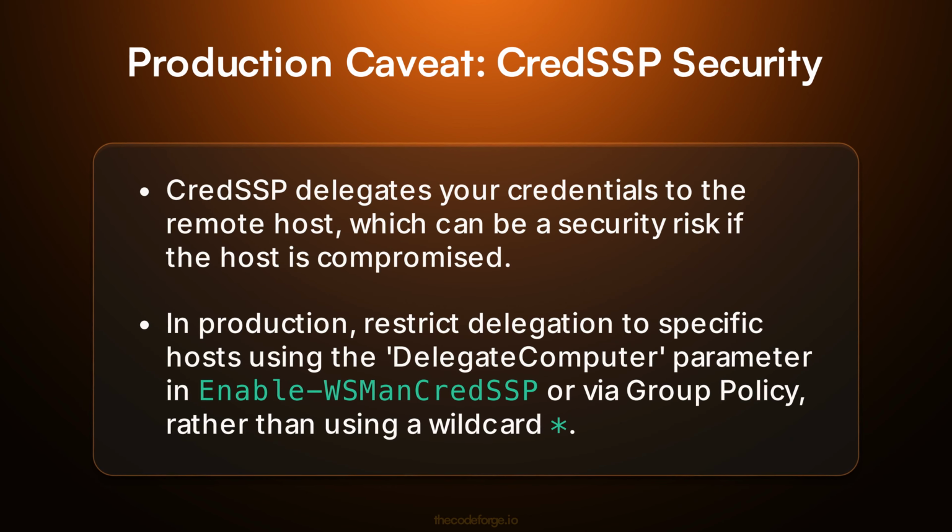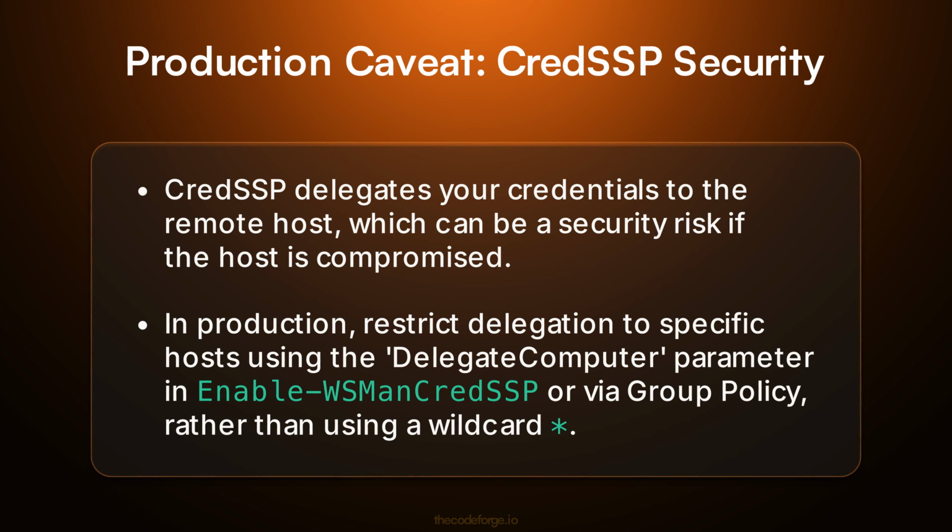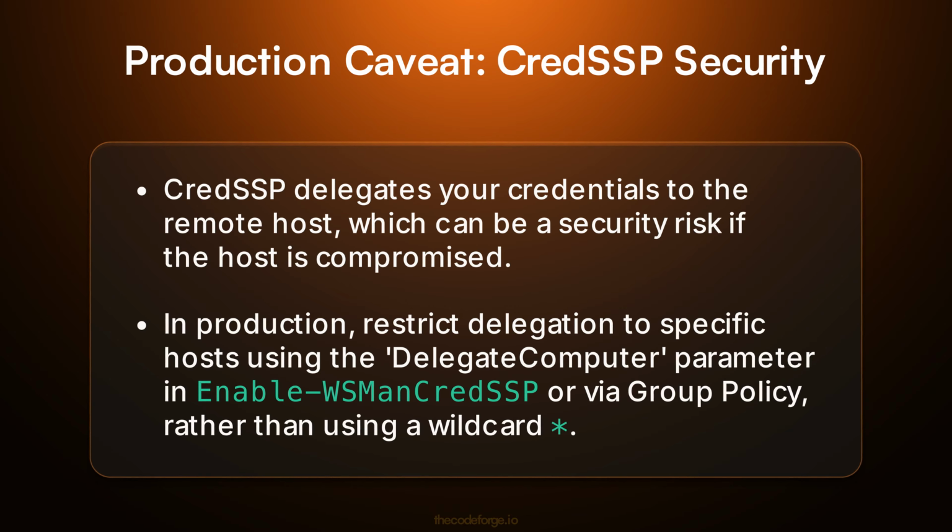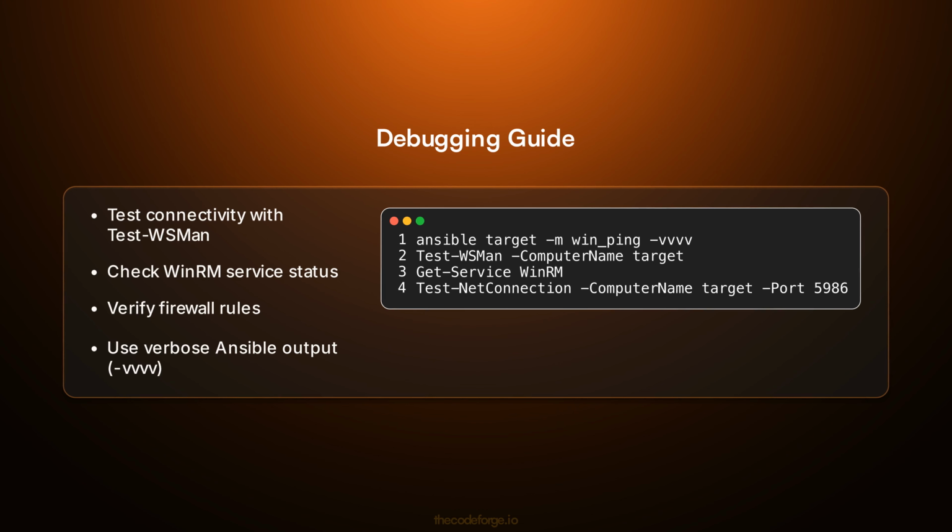CredSSP delegates your credentials to the remote host, which can be a security risk if the host is compromised. In production, restrict delegation to specific hosts using the DelegateComputer parameter in Enable-WSManCredSSP or via group policy, rather than using a wildcard. When troubleshooting WinRM issues, start by testing connectivity with Test-WSMan and checking the WinRM service. Use Ansible's verbose mode to see which transport and port are being used. Also verify firewall rules with Test-NetConnection.